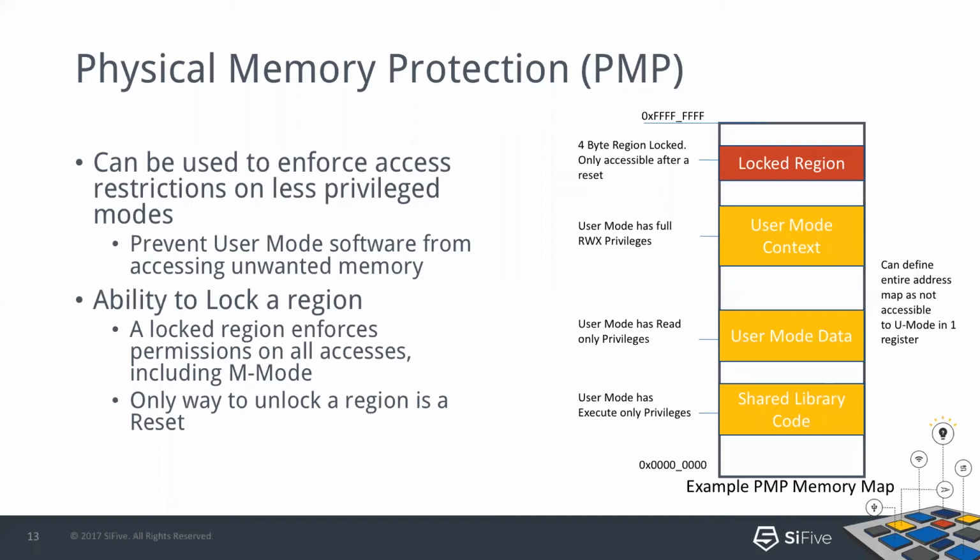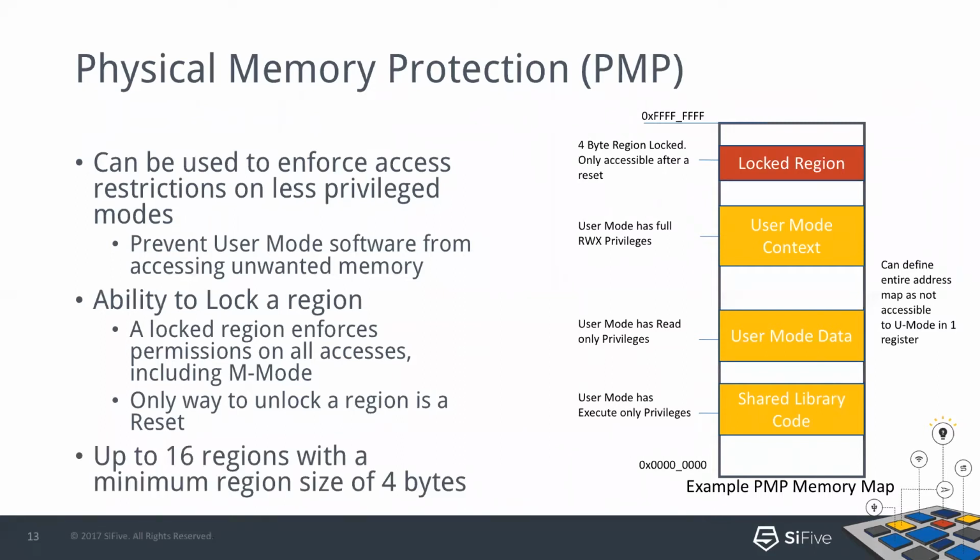One neat feature of the RISC-V physical memory protection scheme is that it defines the ability to lock a region. And what makes a locked region different is that it enforces the access permissions on all modes, including machine mode accesses. So for example, let's say you have a super secure key that you want to read at boot time, but then prevent any reads happening thereafter. You could then lock the region, which will prevent any software, even machine mode software, from accessing that region. The only way to unlock a region is to reset the system.